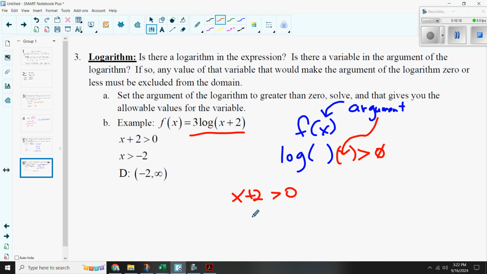Subtract 2 from both sides. x has to be greater than -2. And if I write that in interval notation, my farthest left side, my lowest value is -2, and it is not included, and it goes to infinity. So that's what I need for logarithms. The argument of a logarithm has to be greater than 0.